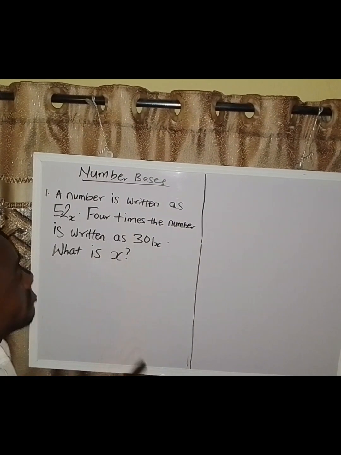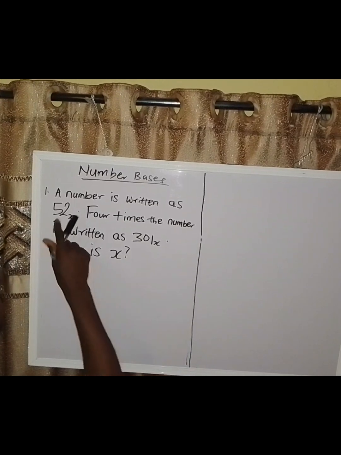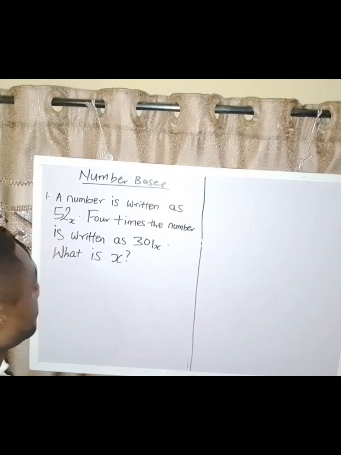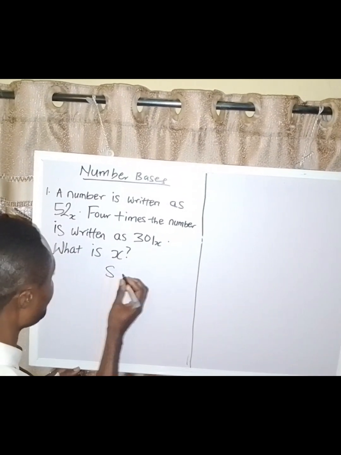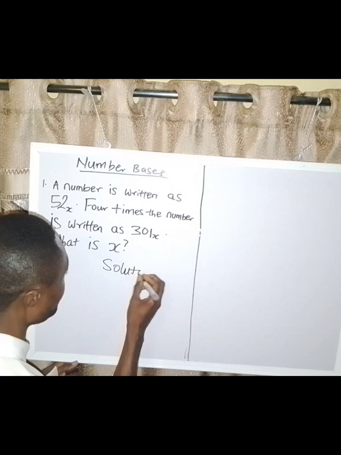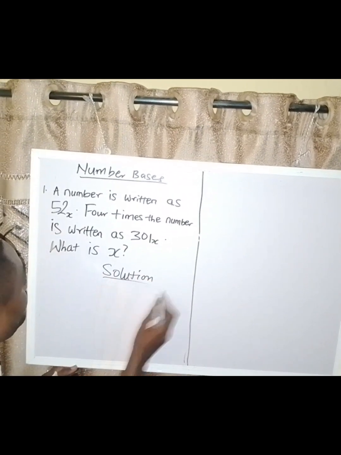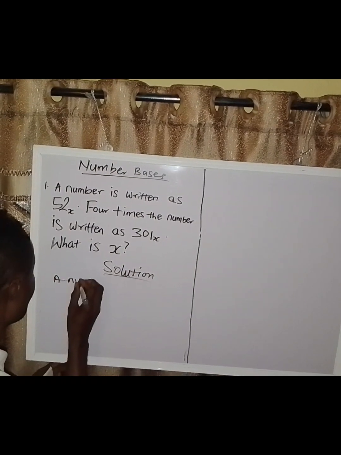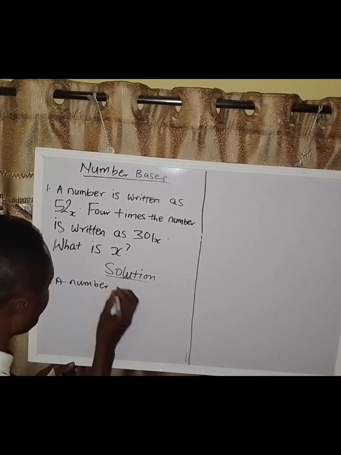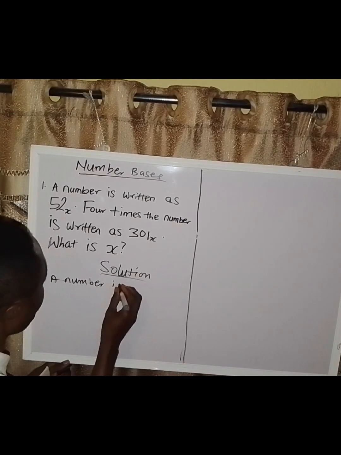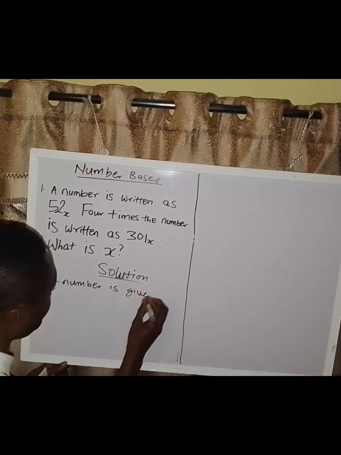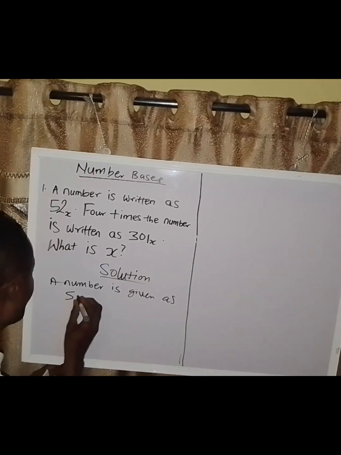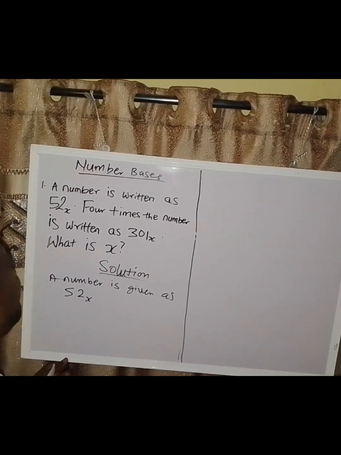Now if you look at this question pictorially, one thing you cannot take away from the question is that they have given you the number. And that number is 52 in base x. So solution, let's get into the question. Now a number was given to us as 52 in base x. That is the number given.